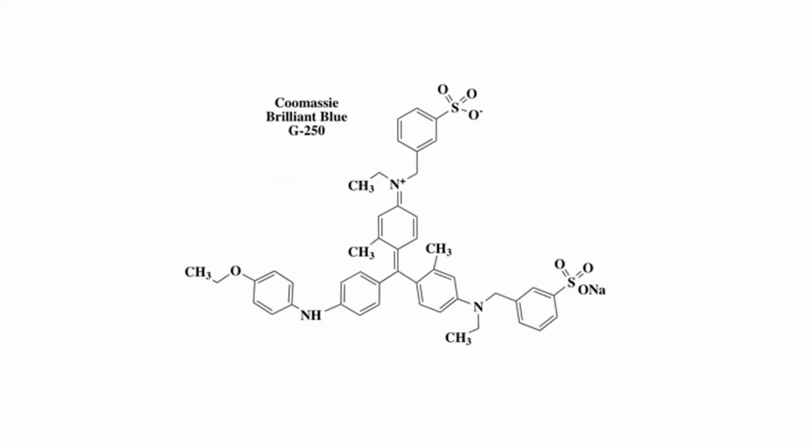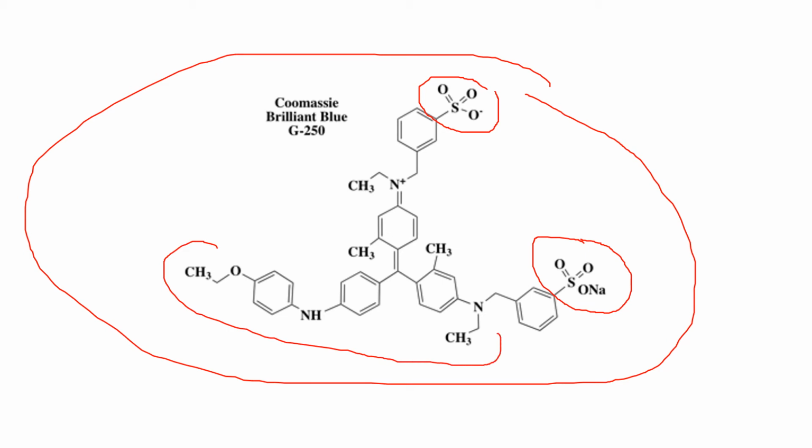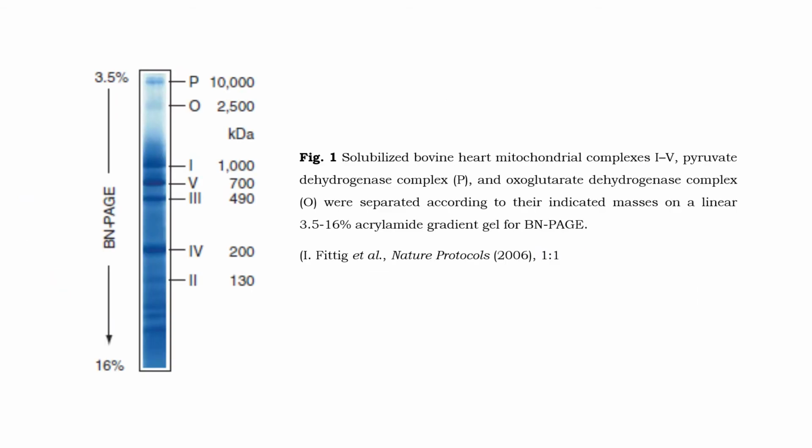So basically this is the structure of a Coomassie blue dye. You can see that it possesses an overall negative charge imparted by the sulfate groups attached to it, and there is also a hydrophobic chain attached to a dye that enables it to bind to a protein, including the methyl groups attached to a benzene ring. This figure was obtained from an article that I just read. Here you can see the different bands for different protein complexes, including the heart mitochondrial complex type 1 to 5, pyruvate dehydrogenase complex, and oxoglutarate dehydrogenase complex, analyzed using blue native PAGE.